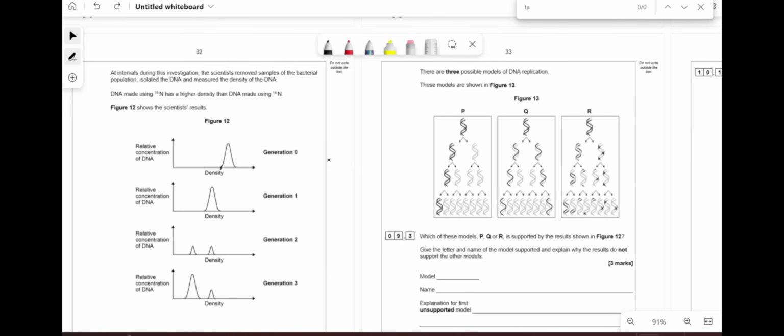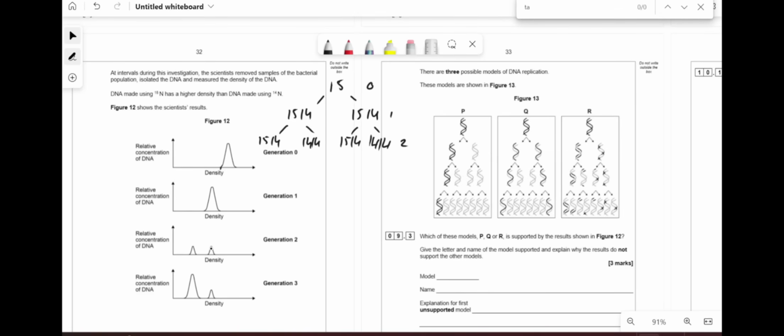So let's think about what happens. So you've got 15 to start with, then you're going to have 15 and 14 here, and then 15 and 14. And then each of those are going to act as templates. So you're going to have 15 and 14, 14 and 14 here, and then 15 and 14, and then 14 and 14, and so on. So that's 0, that's 1, that's 2. So that makes sense, because now the 15, the density is highest, and then you've got 15, 14, so the density is going to be in the middle, and then you've got 14, 14.